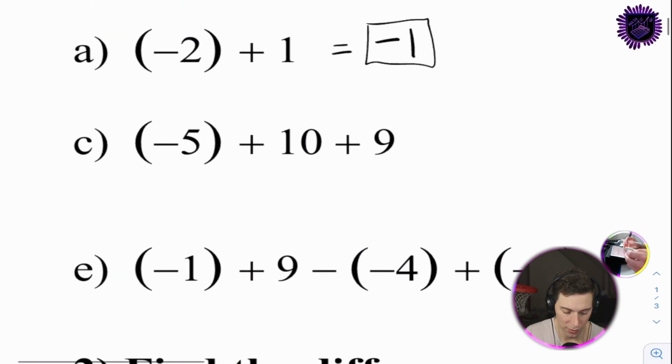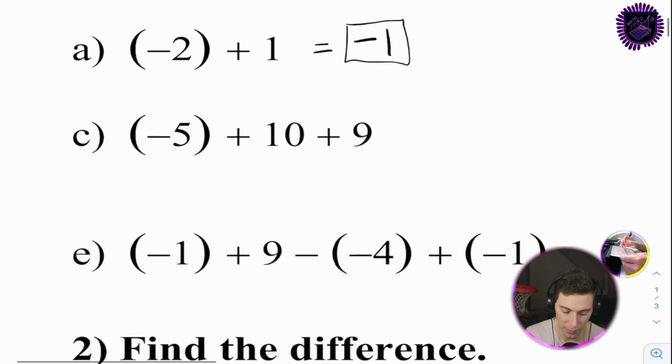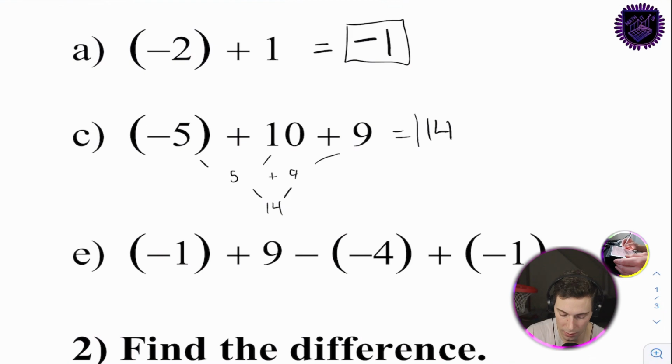We're going to go to C, question 1c. Now, 3 numbers in this. We're starting off with -5 plus 10. So we're going to find the difference between the two and keep the value of the larger number. So -5 plus 10 is going to be 5. And then we're going to add 9, which is going to make our answer 14. Answer is 14.